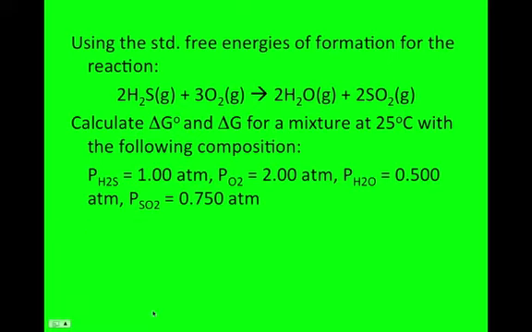Alright, this is the last part for the entropy videos, and all I'm going to do is work out 2 different example problems showing you how to use the delta G formulas that we've learned about so far. So in this first one, it says, using the standard free energies of formation for the reaction, calculate delta G naught, so delta G at standard conditions, and then delta G for a mixture with this composition. Now, you might be looking at this and going, oh, dear Lord, where do I begin?